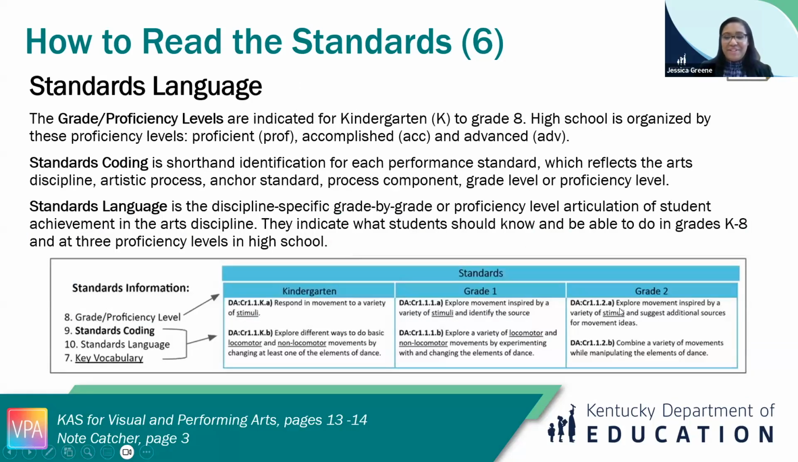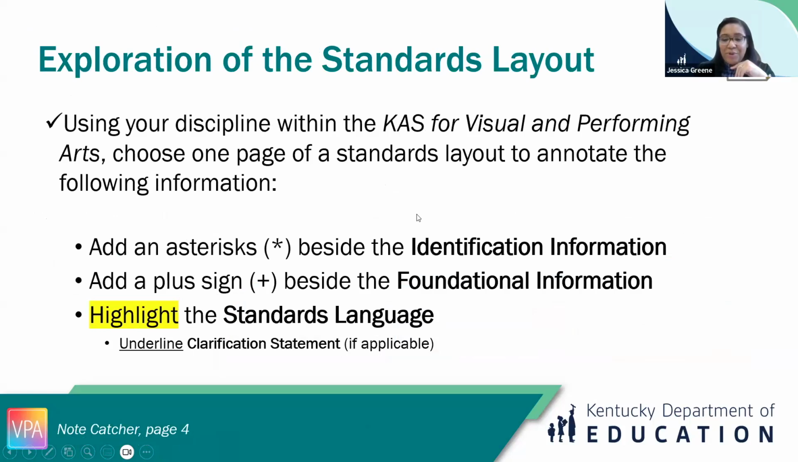Fantastic. So I'm going to give you a little bit of time to play. Within that CAST document for visual and performing arts, I'd love for you to flip through, and by flip through, I mean use those hyperlinks in the table of contents. You'll be able to click your discipline, your grade band, and choose one page of the standards layout. Normally we would print this out so that you could annotate. In the virtual setting, that doesn't work as well.